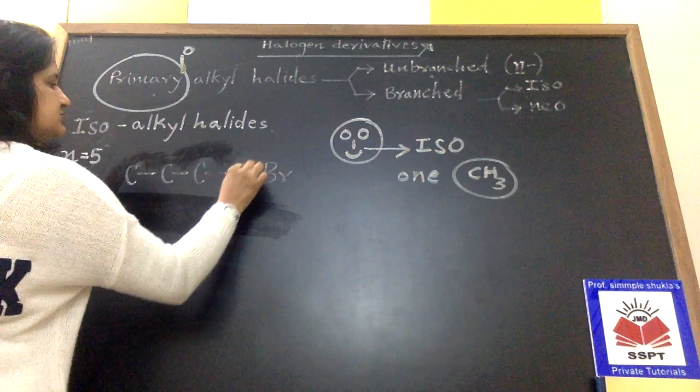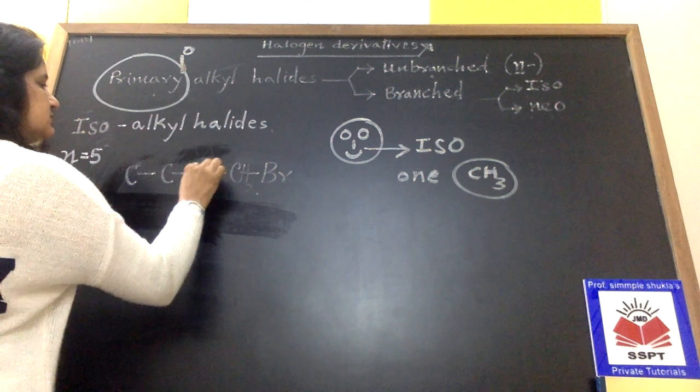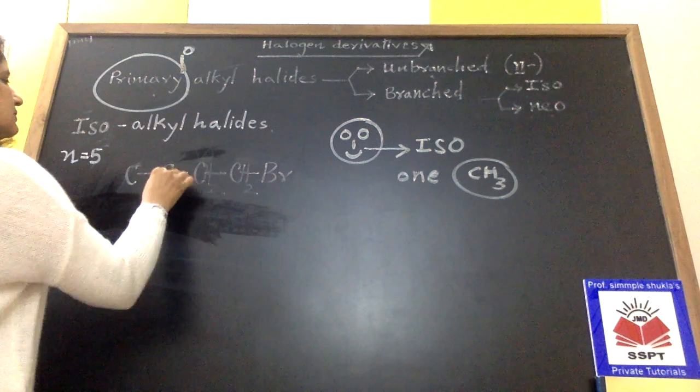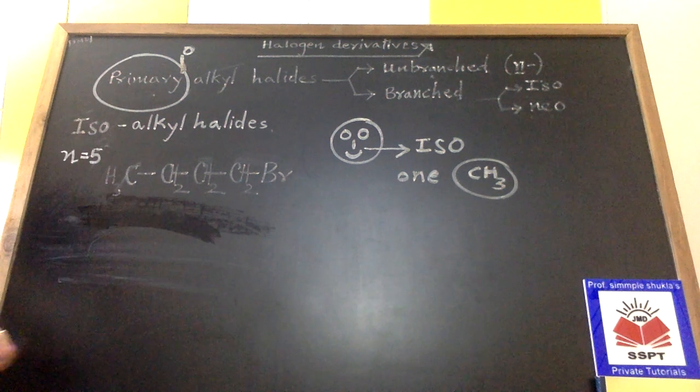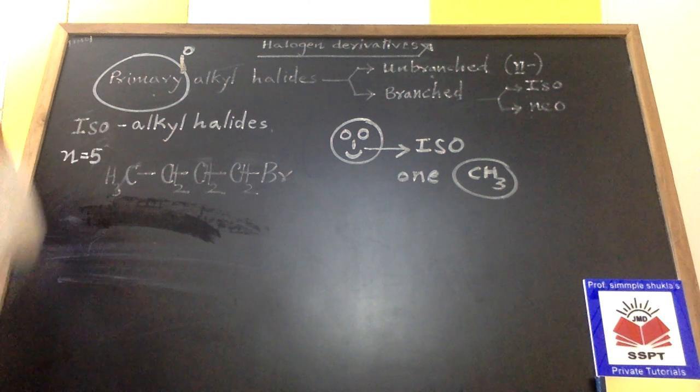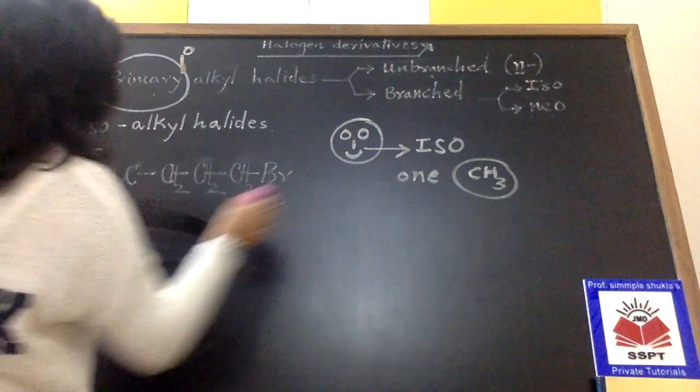You know how many H here? 2, 2, 2 and 3. So this is the structure for 4 carbons. Now I have to put one umbrella, a branch, on the second last carbon.